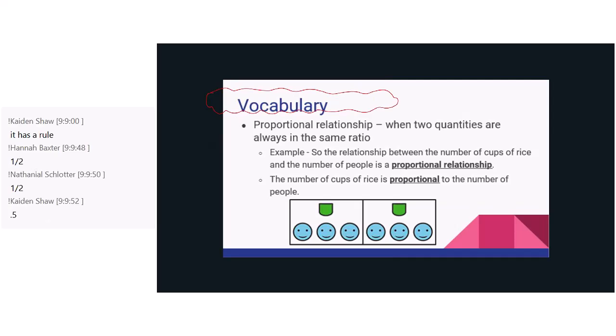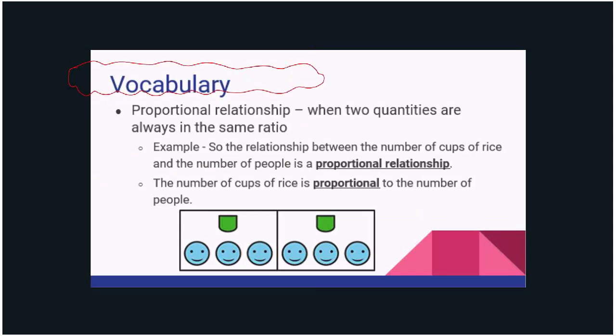So a proportional relationship is when two quantities are always in the same ratio. And in that last example, the ratio was 1 person and 2 rolls, or 2 rolls per person. In the rice example, it was 2 cups and 6 people, or 1 cup of rice was enough to serve 3 people. Not in my house, we love rice.